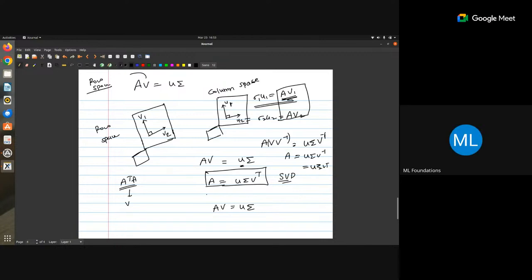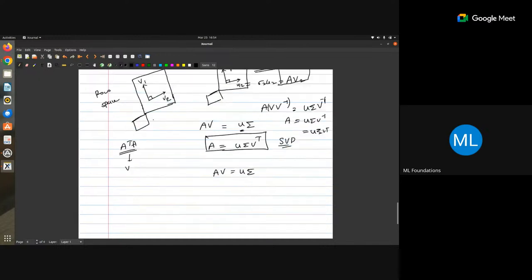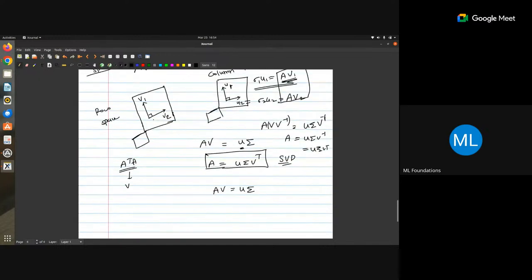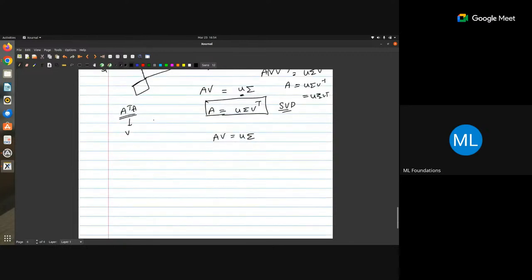Okay, so currently we have two vectors in one plane. We wanted to transform them, so you have to go through linear algebra basics again, the transformation and everything, and you'll get to know there. So here basically we wanted to find this relation, AV equals U sigma.